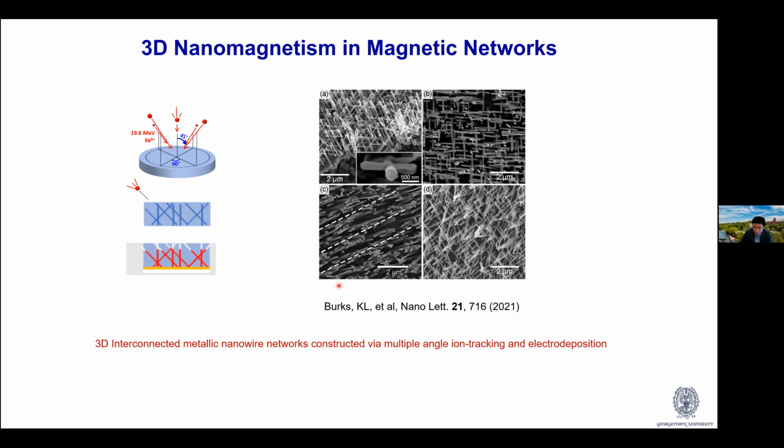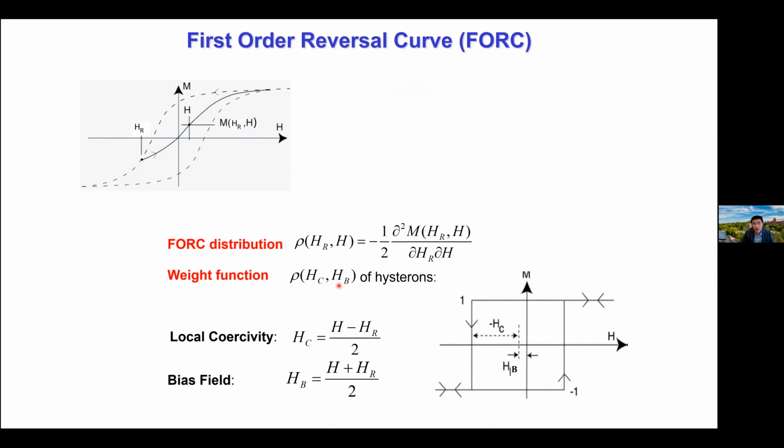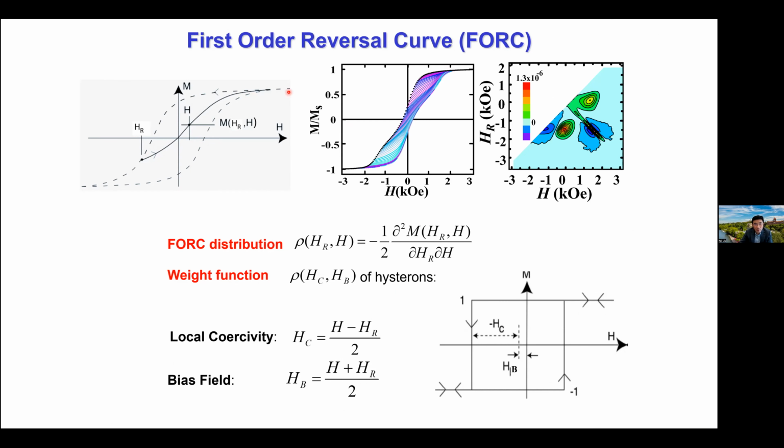So in order to study its magnetic response, we use something called a first-order reversal curve. In essence, this is like a magnetic version of X-ray diffraction. We try to get a fingerprint of the system. Instead of doing a conventional major hysteresis loop, now we do many minor loops. We saturate a sample and then bring it to a particular reversal field. Then we bring the sample back to positive saturation. So this traces out one first-order reversal curve.